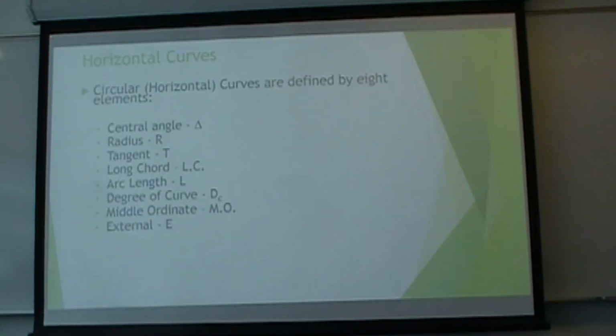So any circular curve is composed of elements. There are 5 defining elements, or I'm sorry, 8. Three are typically used in, say, descriptions, but you can get by with 2 actually to do any calculation. We have the central angle, usually defined by delta, the radius R, T for tangent, long chord is LC, arc length is L. Then we have a degree of curve, DC, and less used quantities are middle ordinate and external.